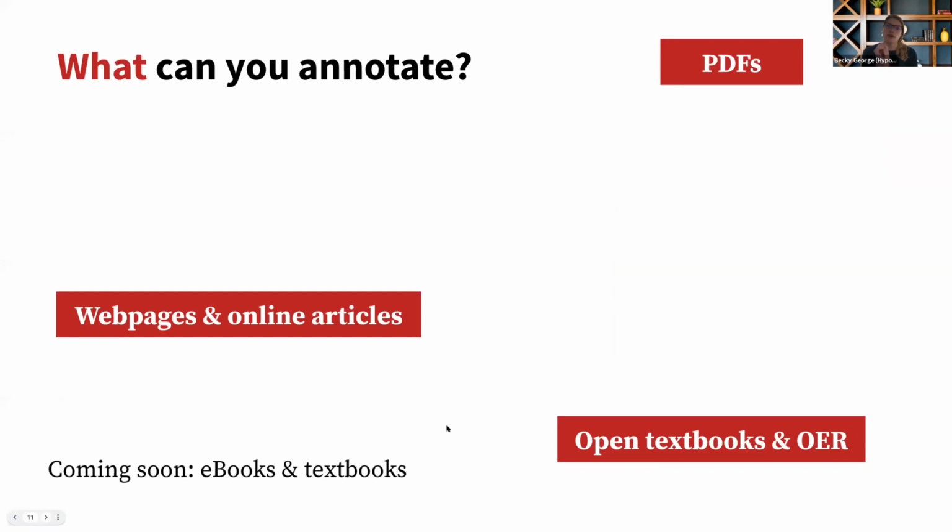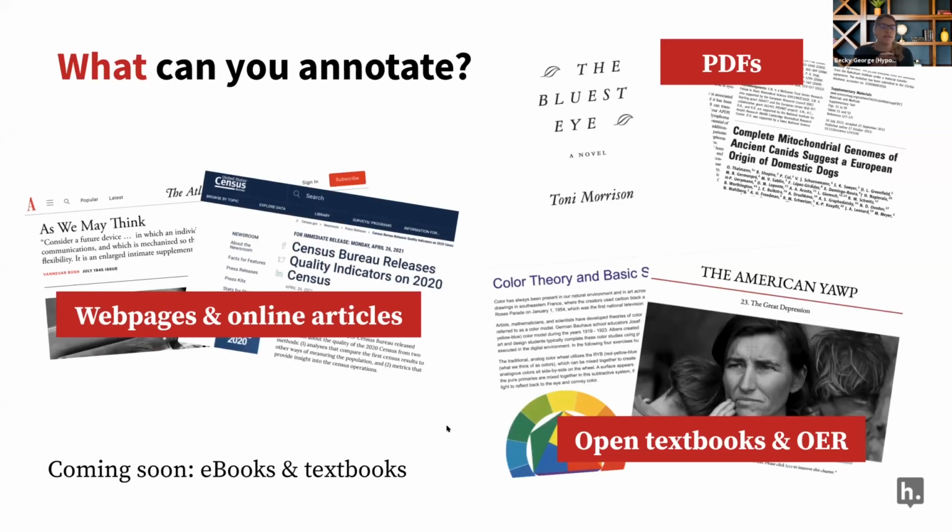Two questions before I walk through the steps of how to add Hypothesis to your course readings in Moodle. Two questions that come up a lot are, what can you annotate and what can you include in your annotations? So that first question here is, what can you annotate? Currently with Hypothesis, you can annotate any publicly available websites or PDFs. By publicly available, that does mean that it can't be hidden behind a set of credentials or a paywall.